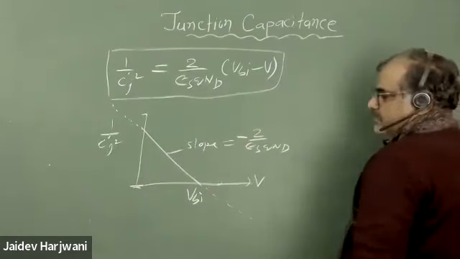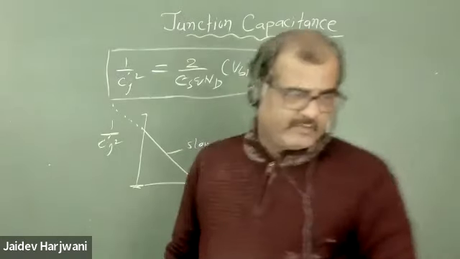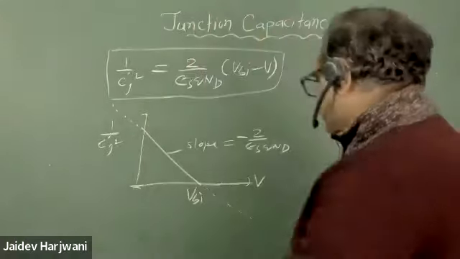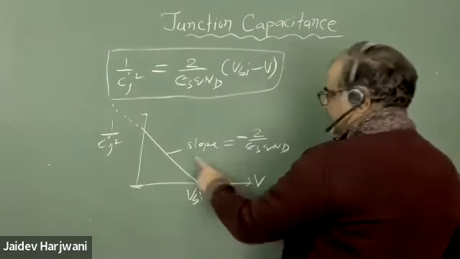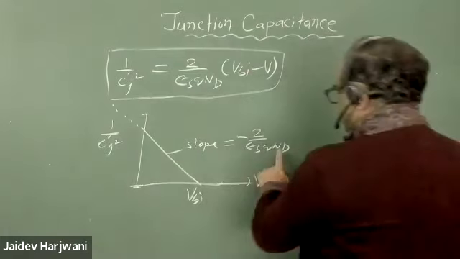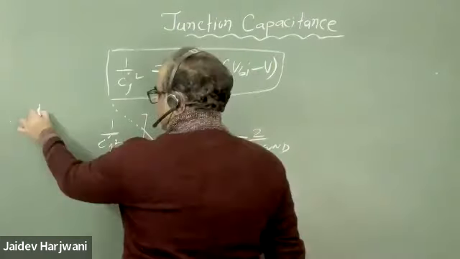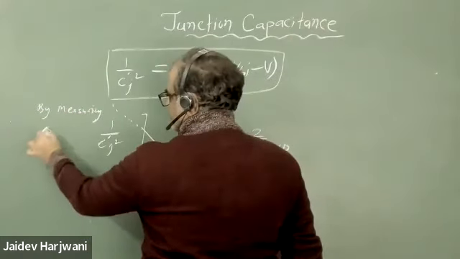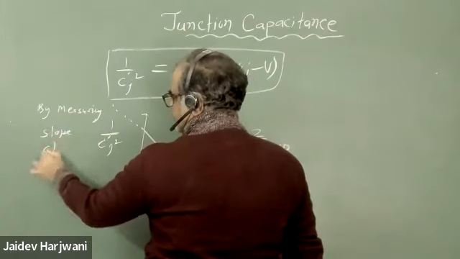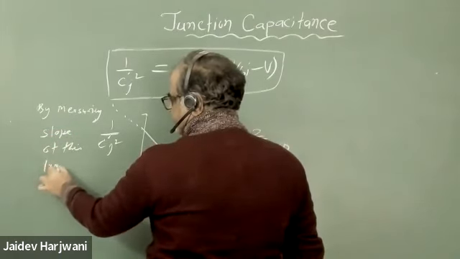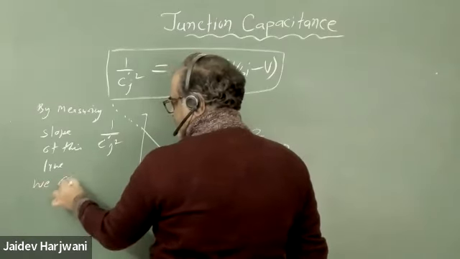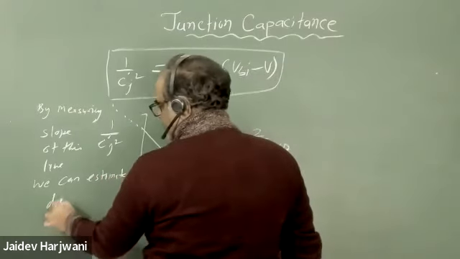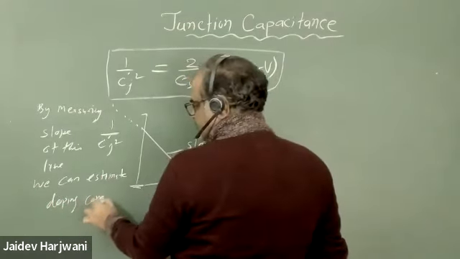So experimentally, you can measure your VBI value, and by measuring the slope of this line, you can estimate the doping concentration and the doping profile.